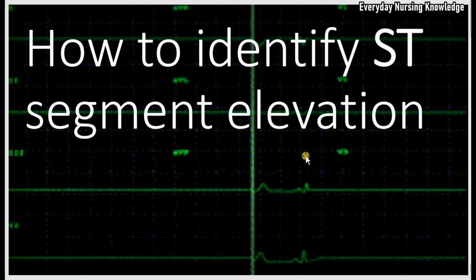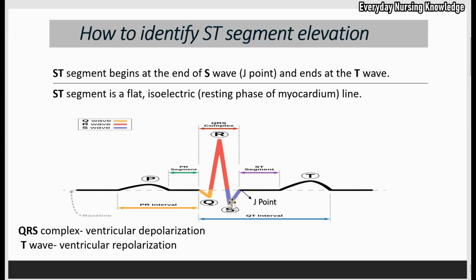Today we will learn how to identify ST segment elevation, or what is significant ST segment elevation. The ST segment begins from the end of the S wave. This is the S wave. From the end of the S wave, which is called the J point, it ends at the beginning of the T wave. So the ST segment connects the QRS complex and the T wave.